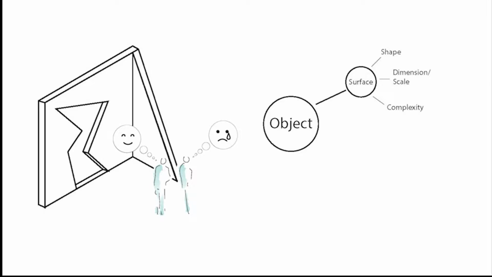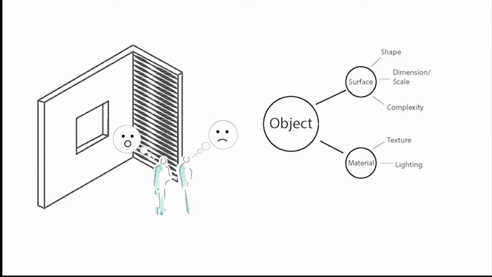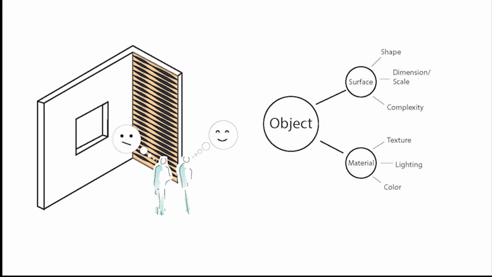Another aspect of an object is its material. Part of the material is the texture and the way light is absorbed or reflected. Another part is the color of the material. But there are also many other aspects that can be sensed by us, for example, the smell. So, different aspects of the object's surface or material have an impact on our attitude towards it.